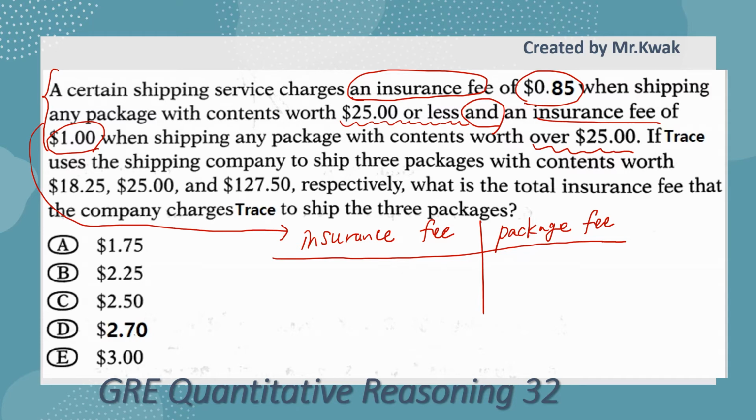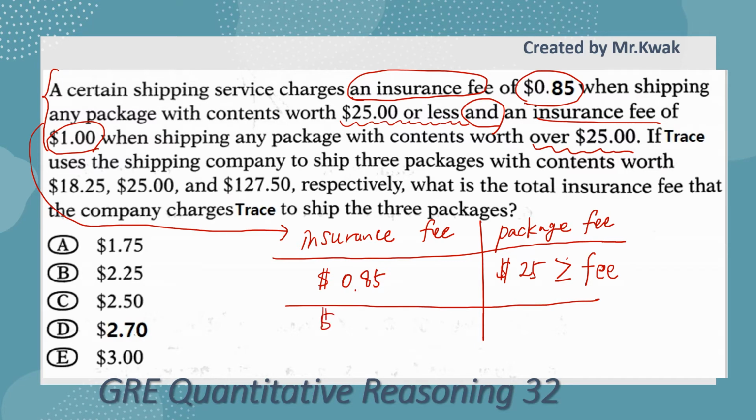Then let's try to make a table for clarification. So the insurance fee is $0.85, or 85 cents, when the package is less than $25. And then the insurance fee could be $1 when the package fee is over $25. So like this way or like this way.